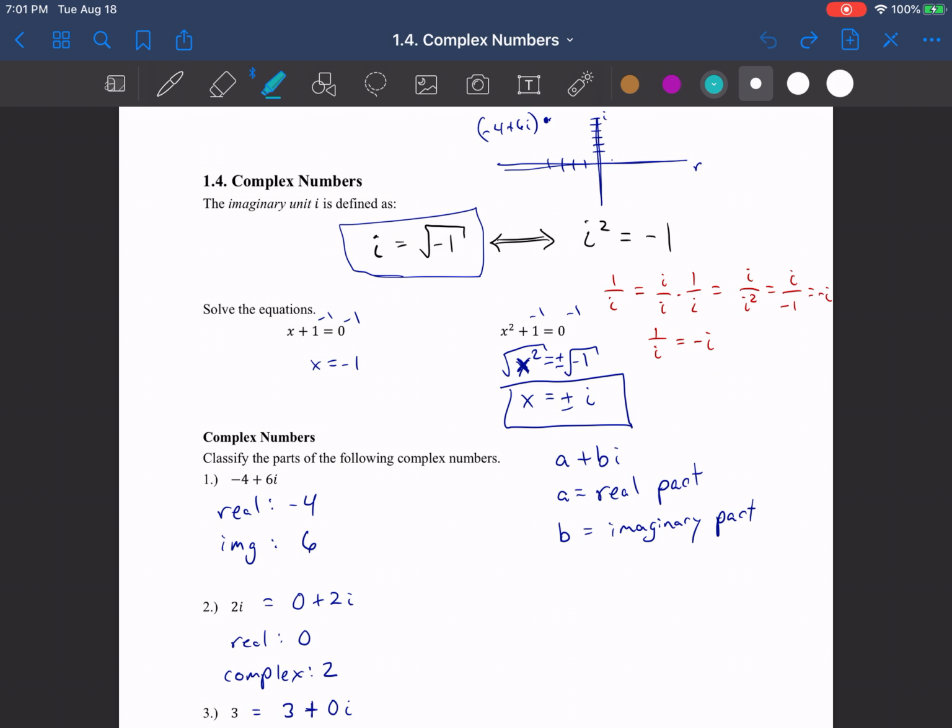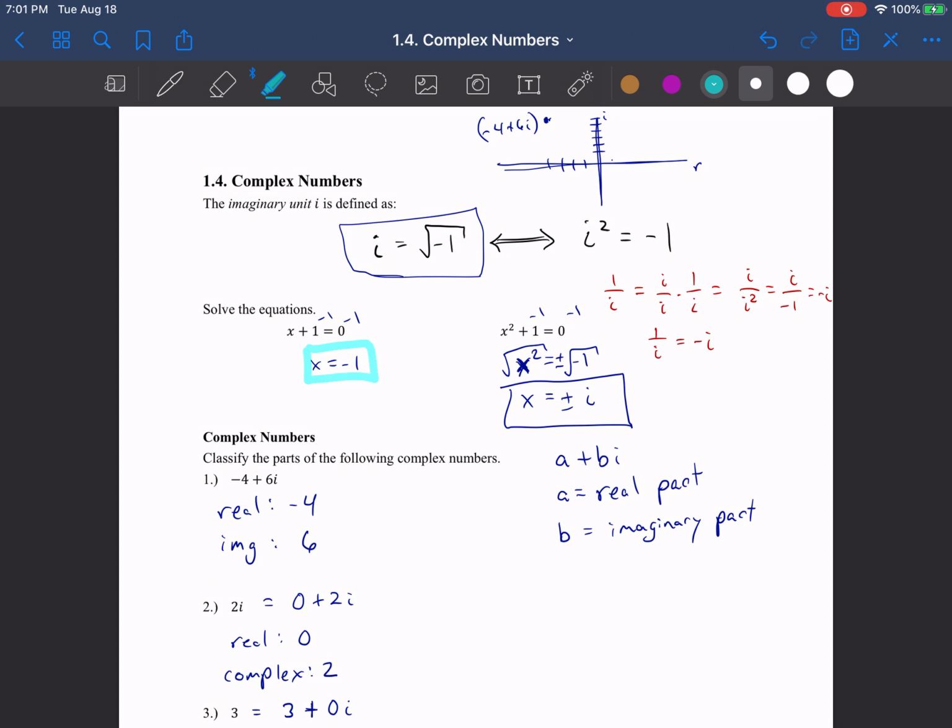So let's start looking at where this can come up. Solve the equation x plus 1 equals 0. We start off by subtracting 1 from both sides. That'll give us x equals -1.